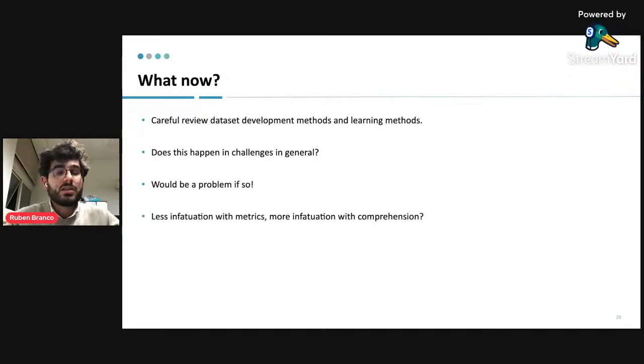And perhaps less infatuation with metrics, so pursuing performance metrics, and more infatuation perhaps with comprehension. So maybe just stacking layers on top of each other and making the accuracy or the F1 or whatever metric go up, maybe this is not the way, and we should be more infatuated with actual comprehension of these tasks and how the models are actually learning the tasks. So perhaps this is what I think can be extracted from this.